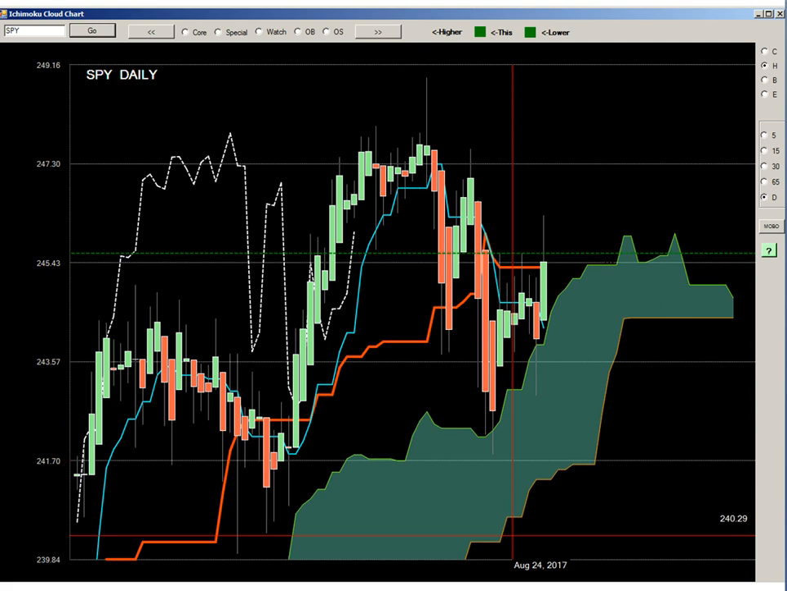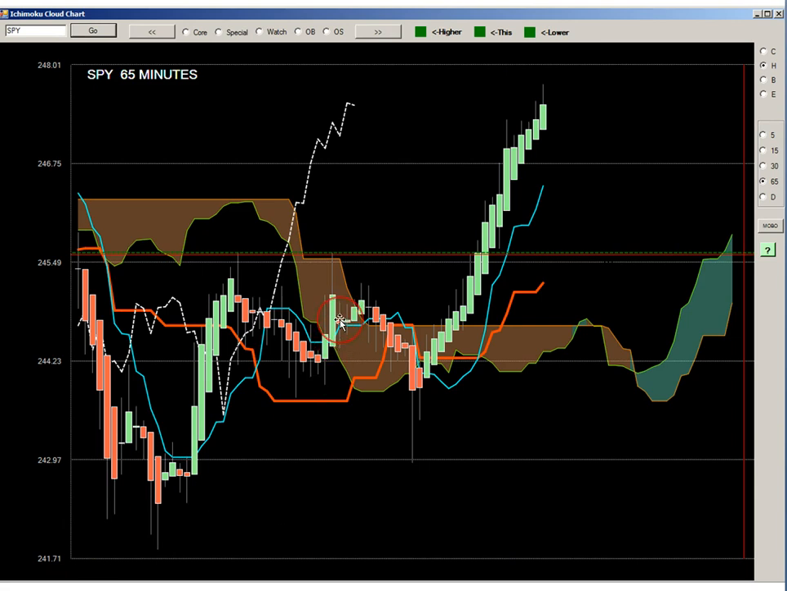But if we move down to the 65-minute chart, we get an entirely different picture. And this chart is also from the last bar from today. And we can see that we had a Kumo breakout several bars ago that is still in effect.